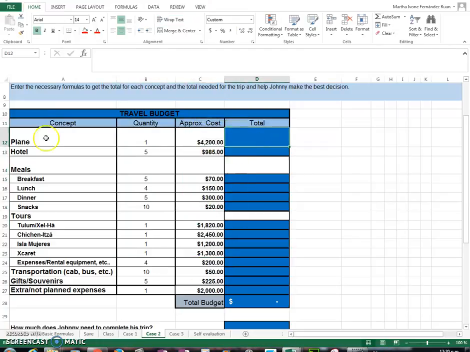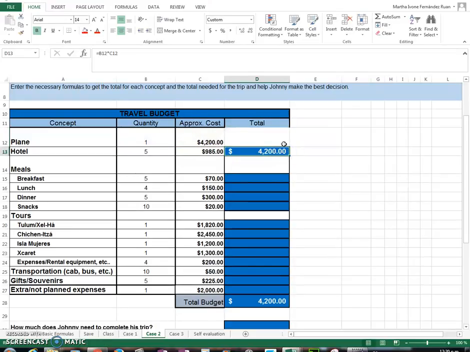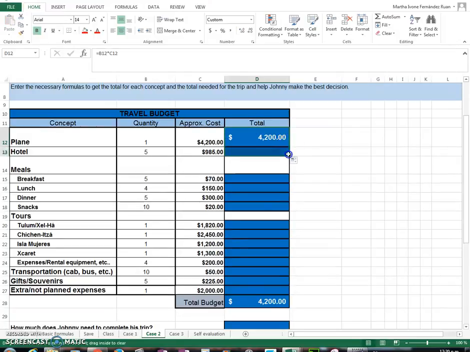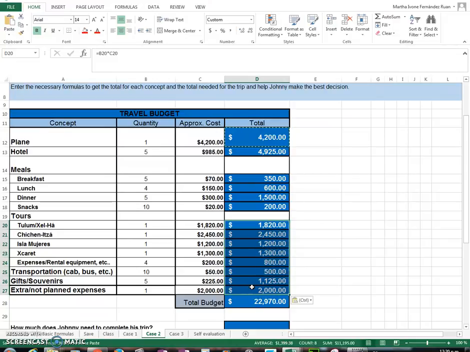So we need to calculate the total per each item. In this case, we need just to multiply the quantity times the unit price. And this applies for each one of the concepts. So we can just copy the formula and Excel is going to adjust the reference of the cells.